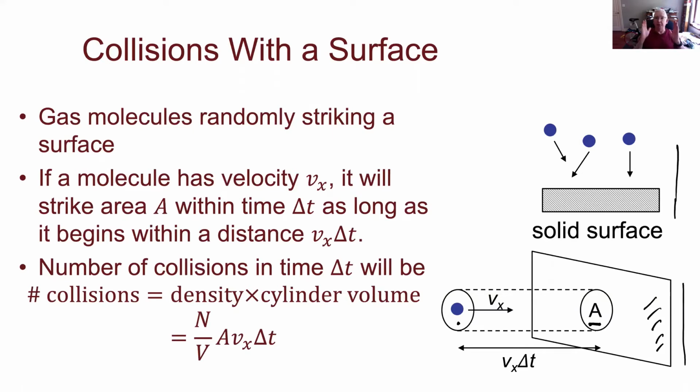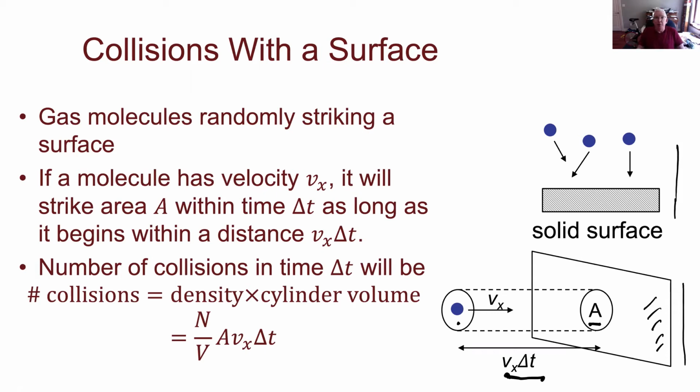That molecule will reach my surface in a time delta t as long as it's moving towards the surface with a speed vx. It'll reach it as long as its starting position is within this distance of the surface. If I trace out a distance equal to vx times delta t, remember vx is a speed, so it has units of distance over time. Multiply that by delta t, a time, and I've got distance. So vx delta t is a distance. If I start off anywhere in this range, then by the time delta t has elapsed, I will have reached the surface and struck it.